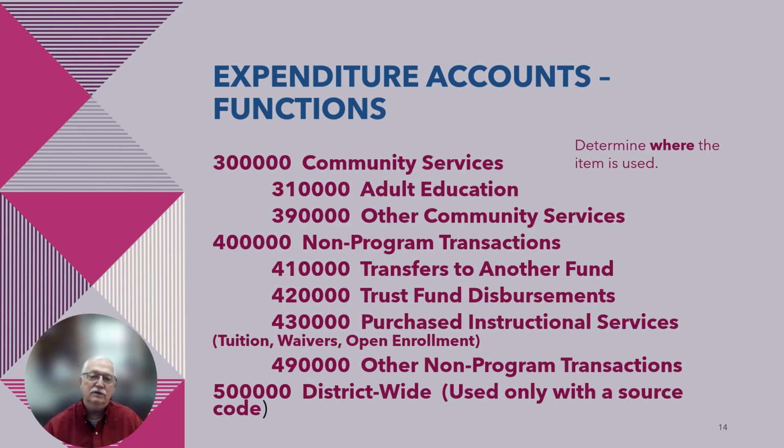The 300,000 function shown here is used exclusively for community service and is linked to the 80 Fund, Community Services. The 400,000 function is used to record non-program transactions. And the 500,000 function is used only with revenue accounts.